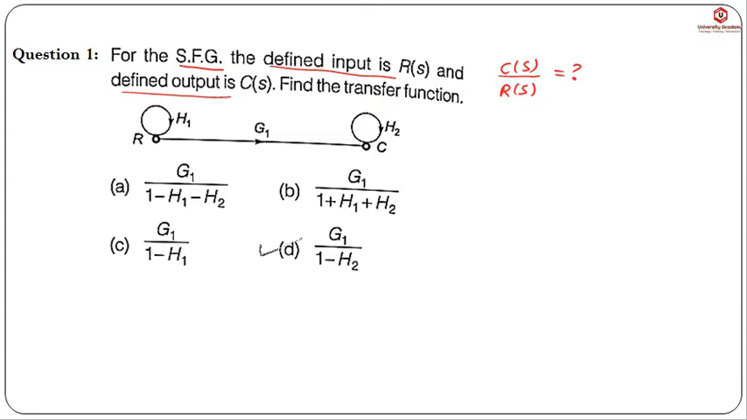Signal flow graph हम अप्लाई करते हैं बिटवीन द इनपुट एंड द आउटपुट नोड. If we observe this node C, then it is output node because it has only the incoming branches. So C is an output node because it has only the incoming branches. Okay, so C is output node. Now this R of S should be an input node. Okay, then only we can find the transfer function.